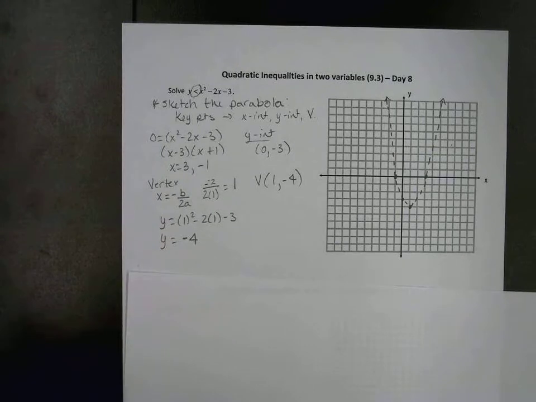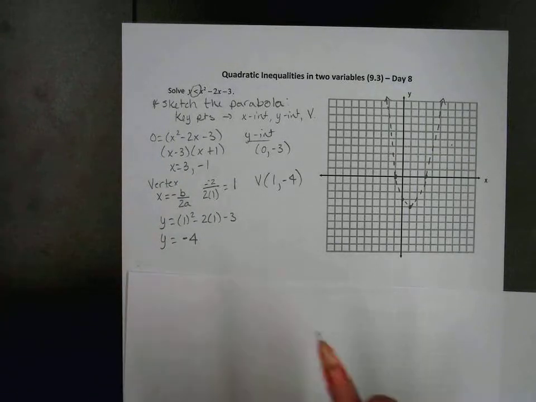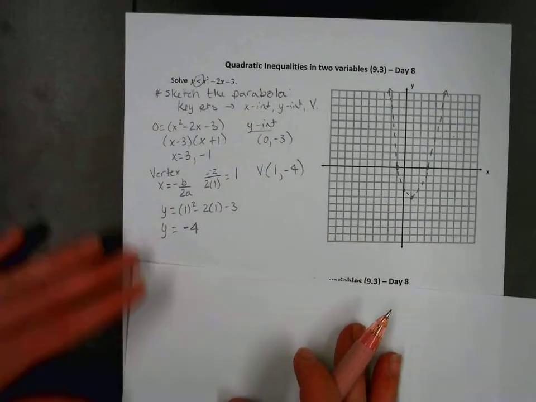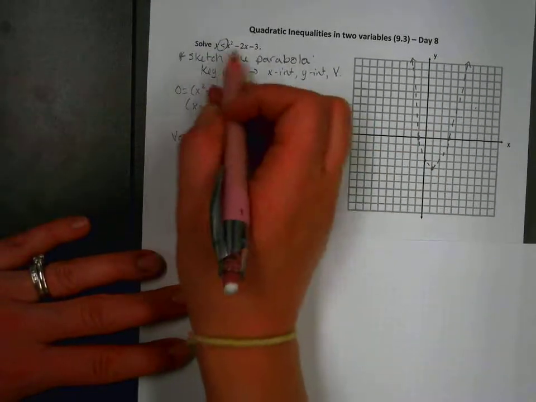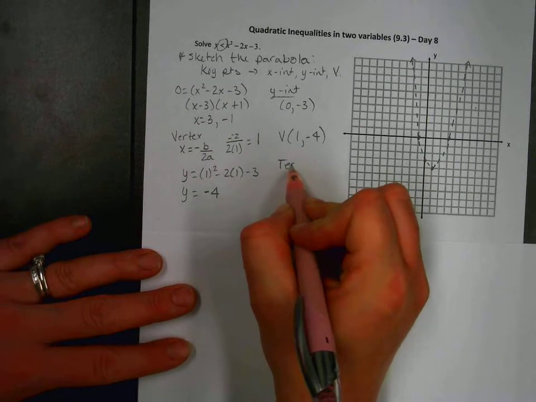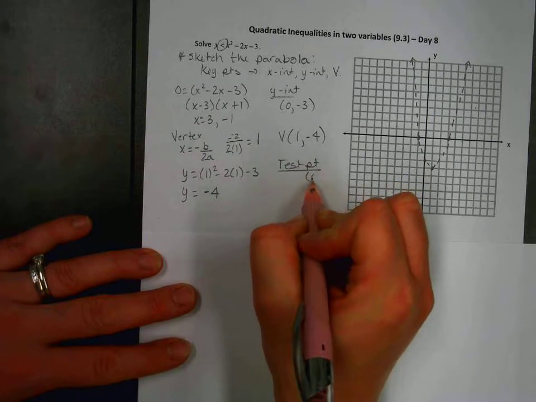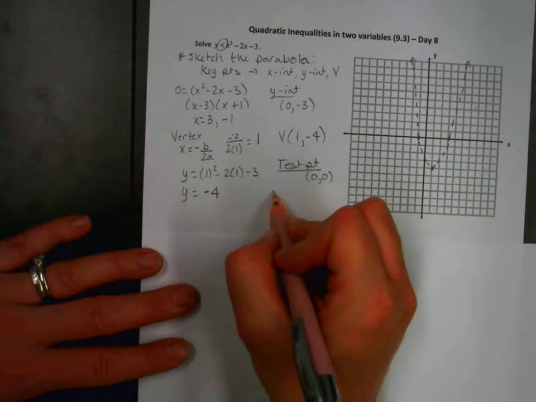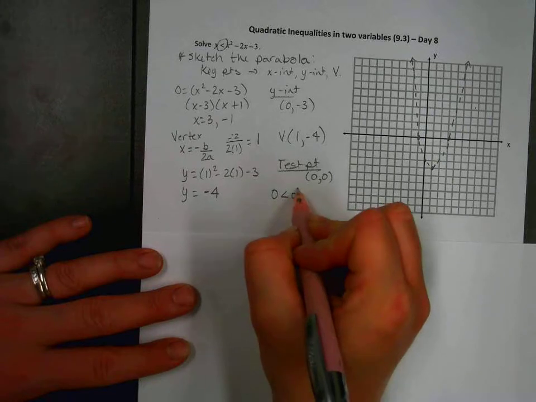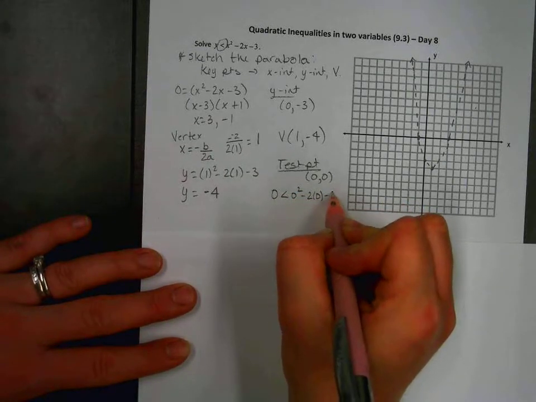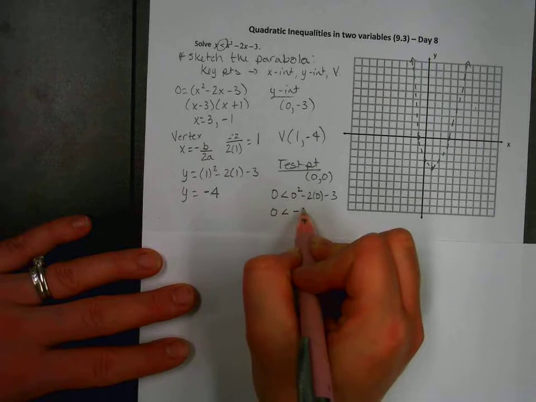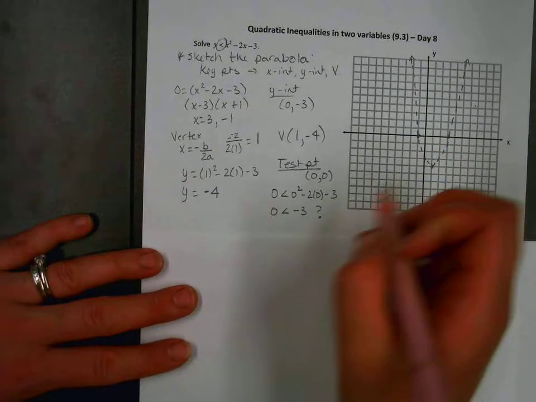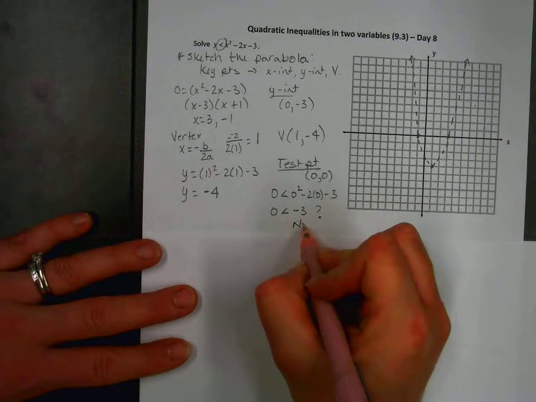Now I need to do some kind of shading. Do I shade inside the parabola or do I shade outside the parabola to satisfy this inequality? So just like linear inequalities, we're going to choose a test point, again (0, 0), unless it's actually on the line, which it is not. I'm going to substitute 0 in for y, 0 in for x, and I'm going to ask myself, is 0 less than -3? This is the question you're asking. Okay, is 0 smaller than -3? And no, this is not true.